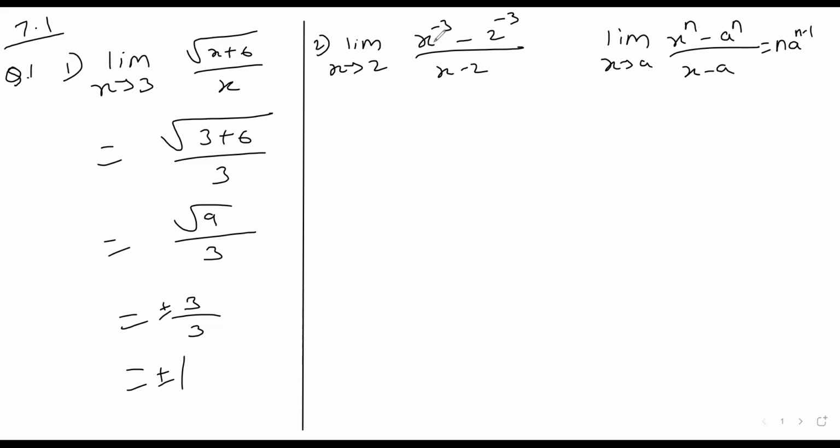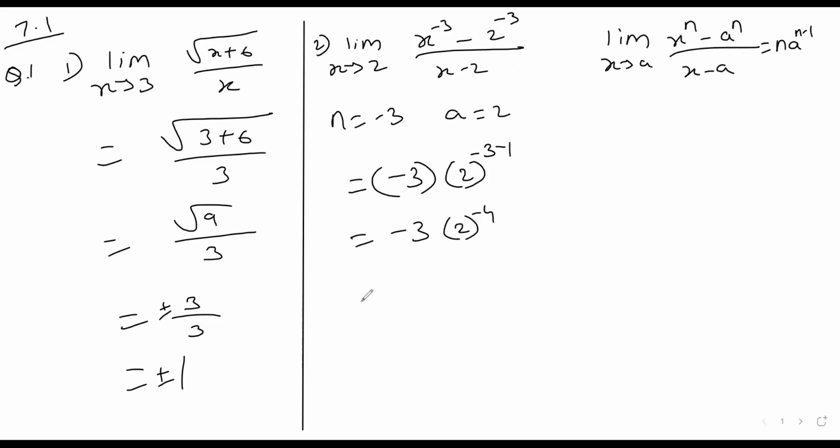Here n is minus 3, a is 2, so this is in the same format. So what is your answer? Minus 3, 2 raised to minus 3 minus 1, minus 3, 2 raised to minus 4. Your answer is minus 3 upon 2 raised to 4, right? So what is your answer? Minus 3 upon 16. This is your answer. That's it. Where did we use the limit? Only while using this formula, the rest is all indices.